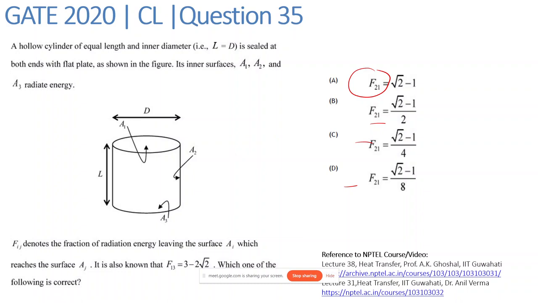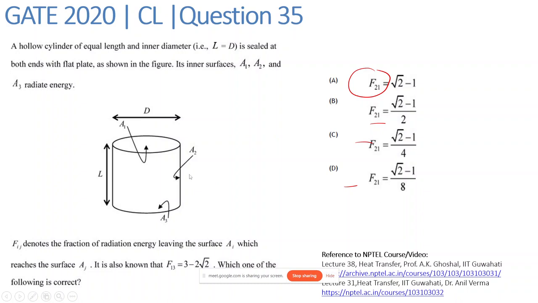That is F11 plus F12 plus F13 up to F1n will be equal to 1, where F11 is the radiation energy emitted by surface 1 which is again incident on surface 1. Similarly, F12 can be defined as the amount of energy leaving surface A1 which reaches surface A2. In this question, we have been asked to find F21.